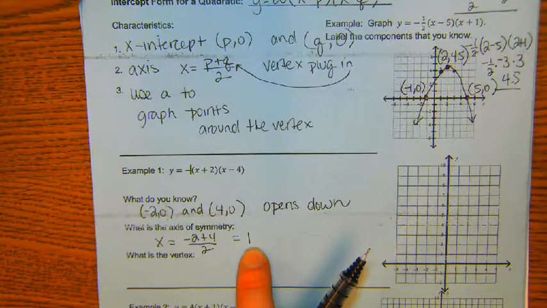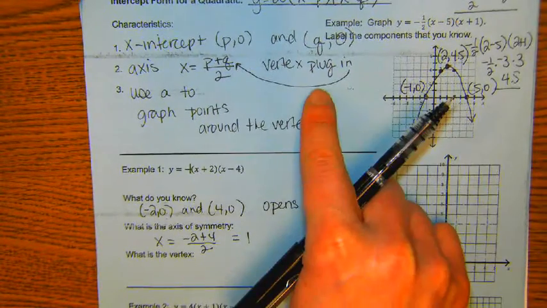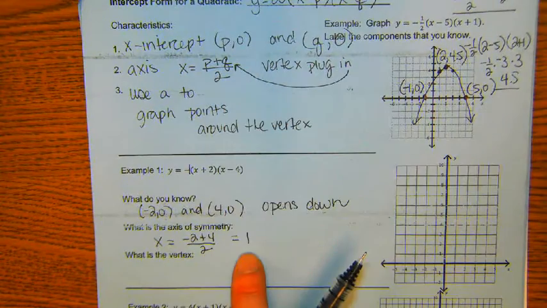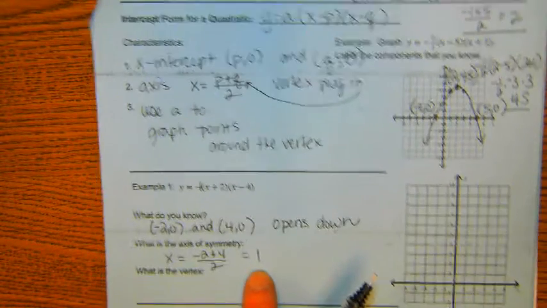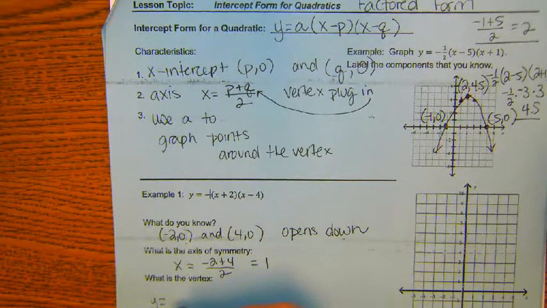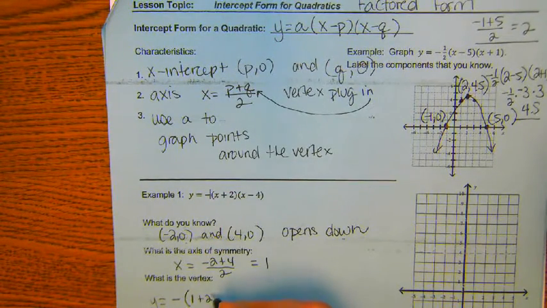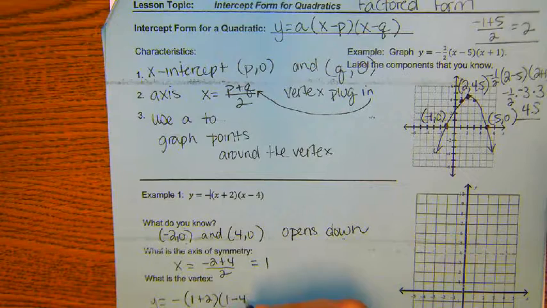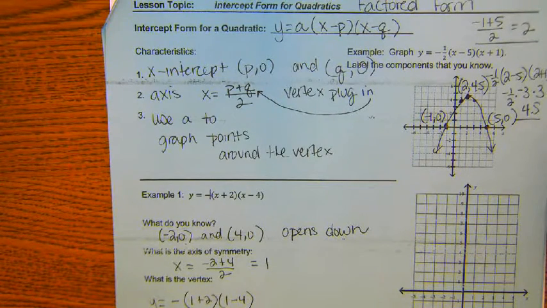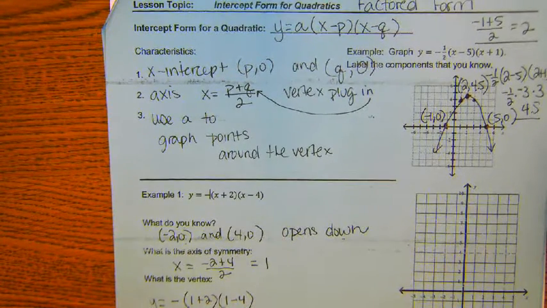I know the x-coordinate. I am going to plug in this. Plug in 1. Here we go. So I have negative, and I'm going to plug in 1 for x. I have 1 plus 2 and 1 minus 4. Now what you're going to notice is these parentheses are going to always end up being opposites of each other. Do you remember up above it was negative 3 and 3? Okay. Now it's not always 3 and 3, but they're always going to be opposite numbers.